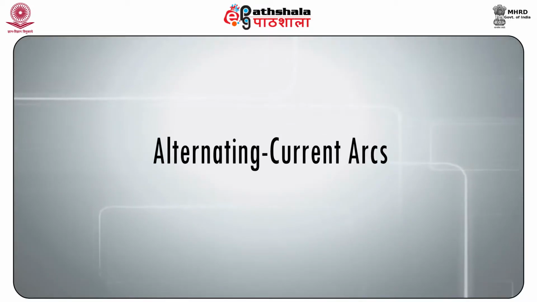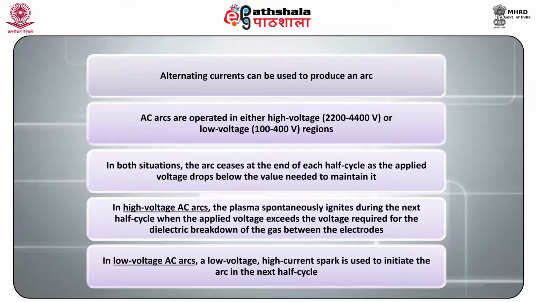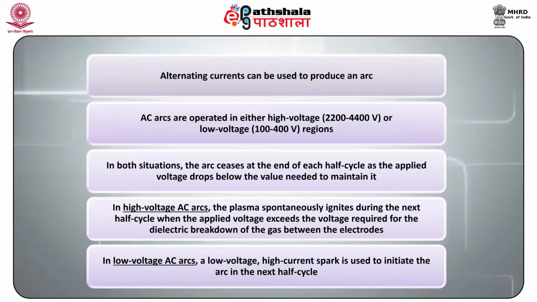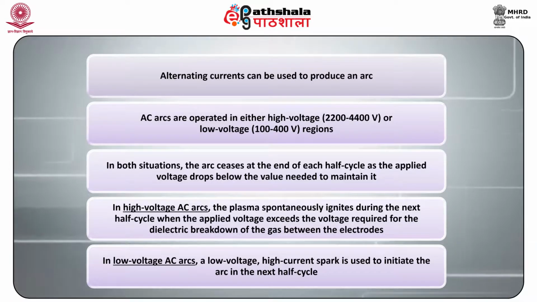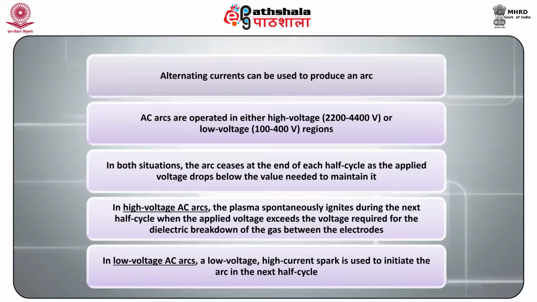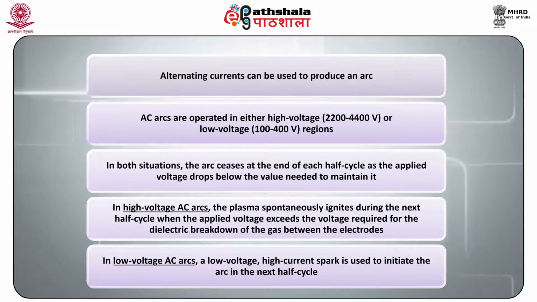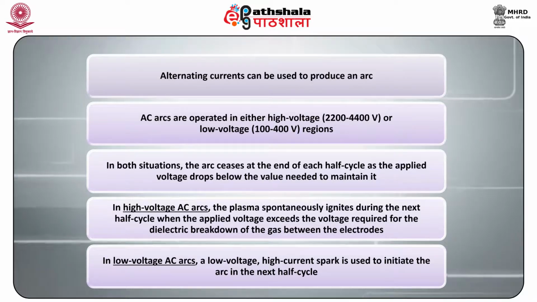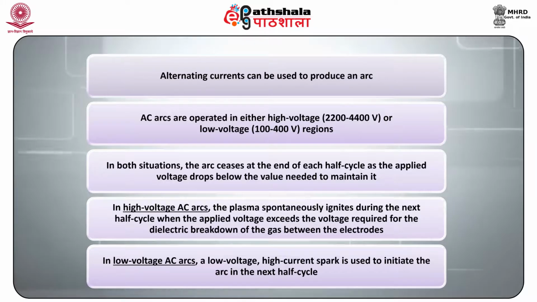Alternating current arcs. Alternating current can be used to produce an arc. AC arcs are operated in either high voltage of 2200 to 4400 volts or low voltage of 100 to 400 volts region. In both situations, the arc ceases at the end of each half cycle as applied voltage drops below the value needed to maintain it.